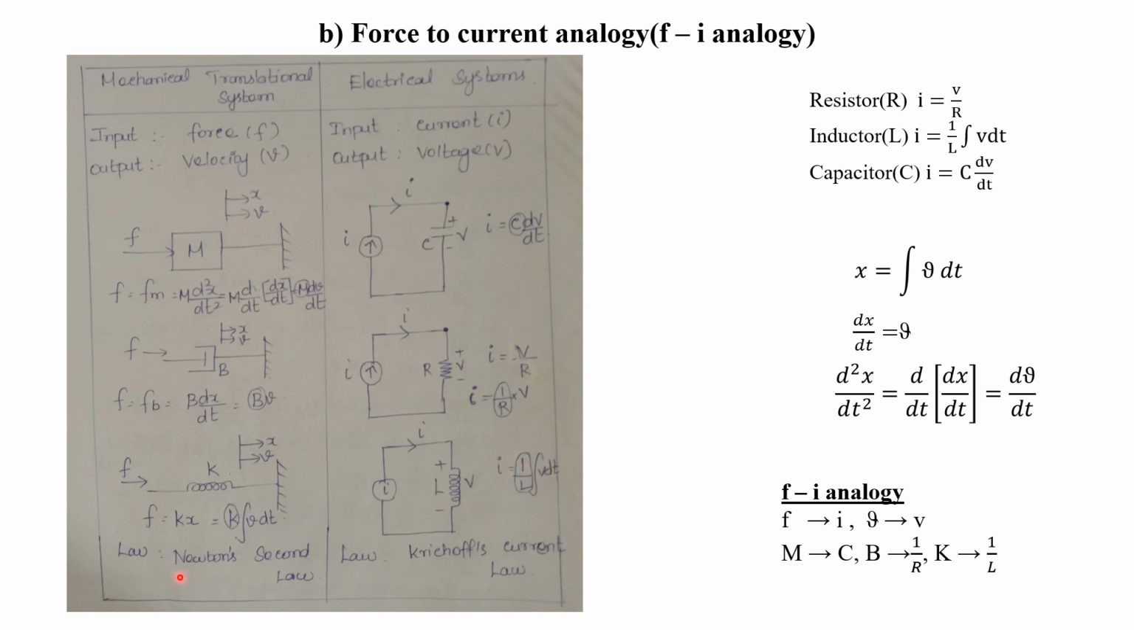So here we used Newton's second law in the mechanical translation system. In the electrical system we used Kirchhoff's current law at each and every node of the circuit. So from these concepts we can write the formula like this for force to current analogy. Input force is equated to current, output velocity is equated to voltage, M is equated to C, B is equated to 1 by R, and K is equated to 1 by L. So you have to study this formula to do the problems.